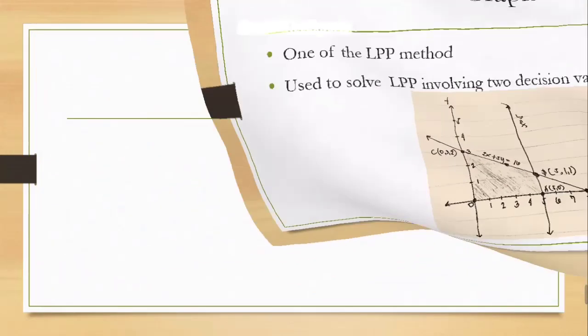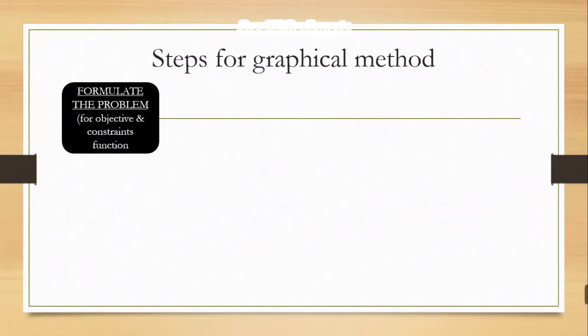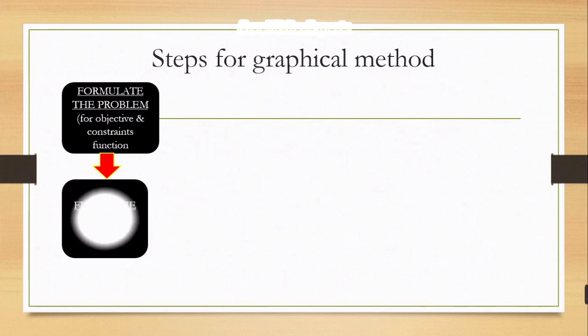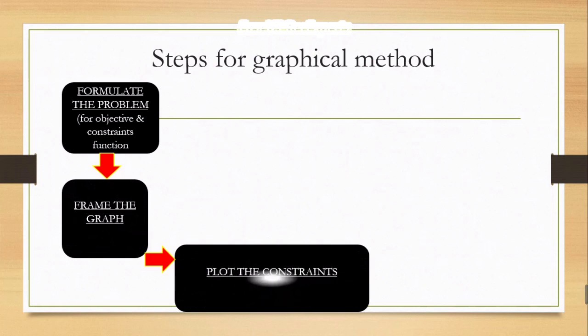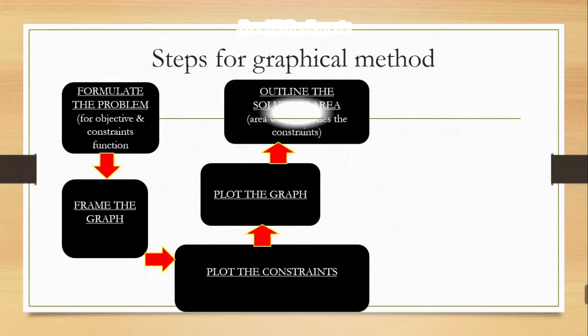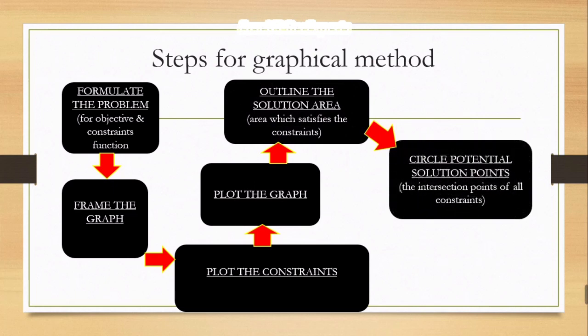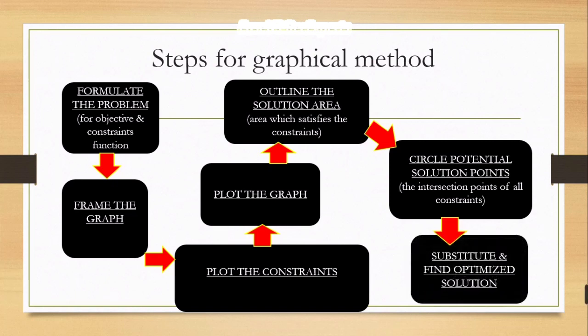We also have the steps for the graphical method. First, formulate the problem, that is, the objective and constraints. Second, frame the graph. Third, plot the constraints. Fourth, plot the graph. Fifth, outline the solution area which satisfies the constraints. Sixth, circle potential solution points, which are the intersection points of all constraints. Lastly, substitute and find the optimized solution.